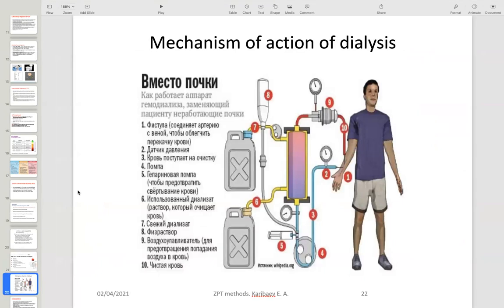So here is the mechanism of action of dialysis. Number 1 here in the graph, as you can see, is the fistula, which is a connection between the artery and the vein, surgically made. The second is the pressure meter. The third is where the blood comes to the clearance. 4 is the pump, and the 5th is the heparin pump. The 6th is the used dialysate, and the 7th is the fresh dialysate. The 8th is the isotonic solution. 9 is the air catcher, so it prevents air inside the blood. And 10 is the clean blood.